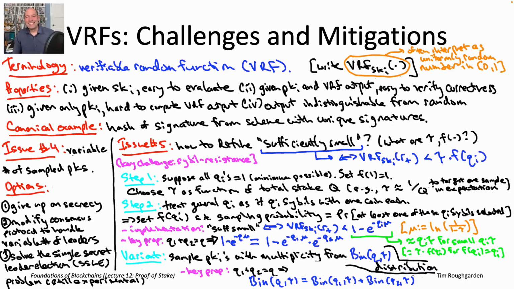So that finally wraps up everything I wanted to tell you about VRF-based random sampling. And this really brings us quite close to the state of the art, the sort of the cutting edge of how modern proof-of-stake blockchain protocols are designed and implemented.